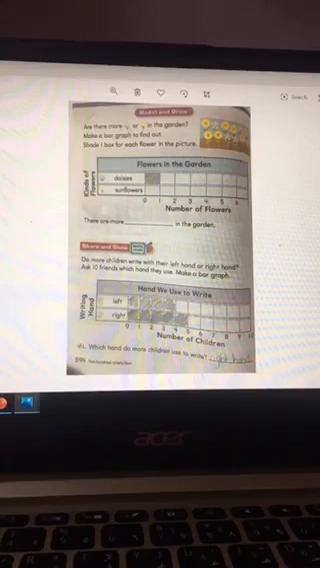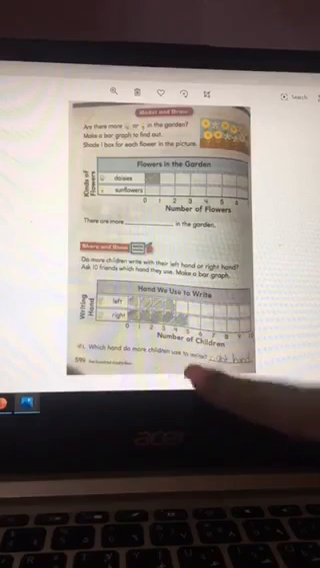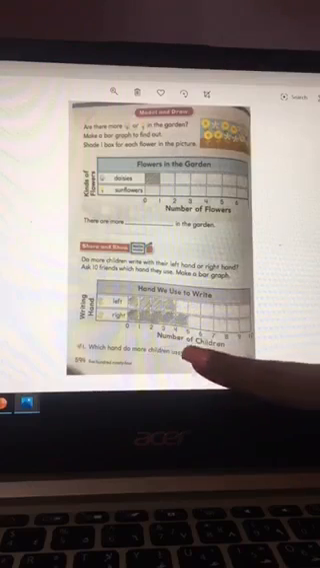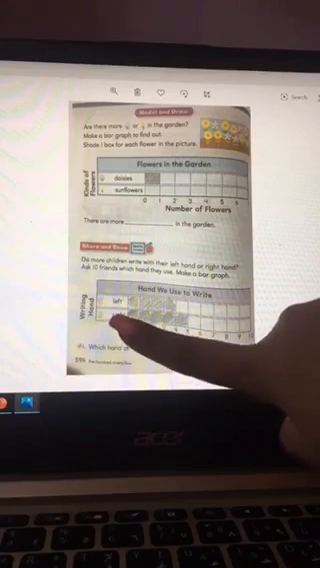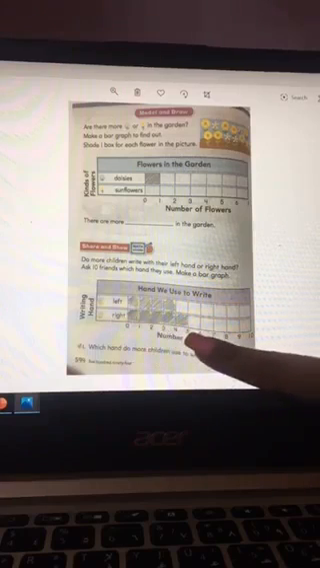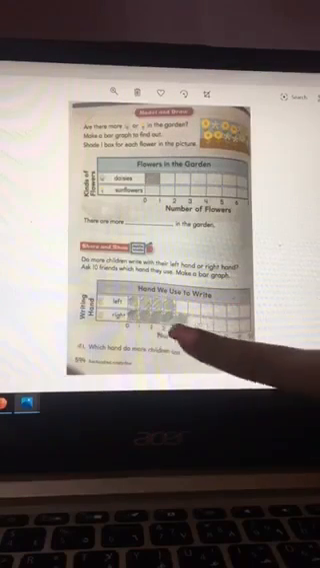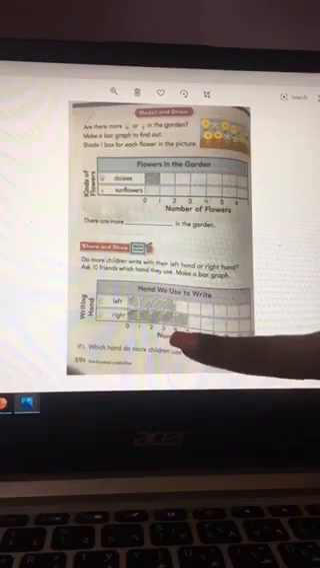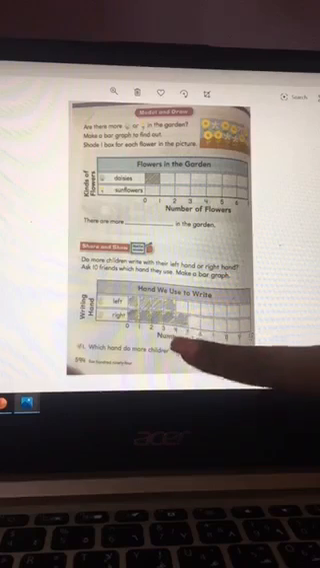Now let's answer the question related to this bar graph. Which hand do more children use to write? Okay, the left or the right? Let's have a look at how many children use the right hand. 5, okay? So 5 children use their right hands, okay? How many children use their left hand? They are 4.